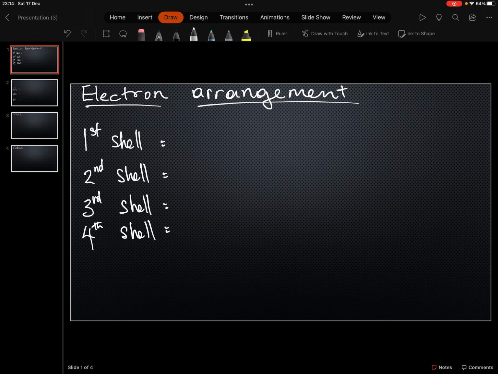These are the rules that you need to follow when arranging electrons on the shells of atoms. On the first shell, you can put a maximum of 2 electrons. On the second shell, a maximum of 8. Third shell, maximum of 8. And the fourth shell, maximum of 2. Because of course you're looking at the first 20 elements, and if you add all these numbers up you should get 20, which would represent calcium, which is the 20th element.